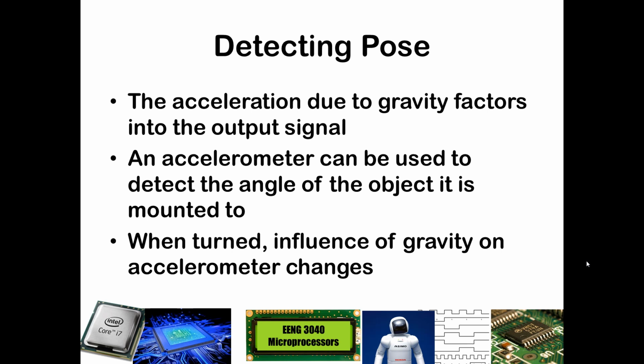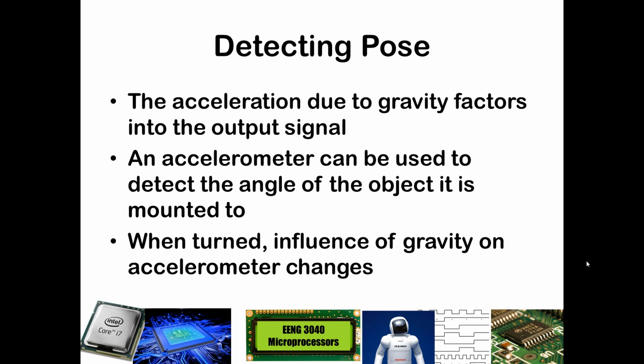So one of the things we can do with an accelerometer is we can detect pose. That is how a device is oriented. We can figure out if something's right side up or upside down. This is what is used inside of your smartphones and your tablets to determine whether you are holding your phone portrait or landscape, so it can reorient the information on the screen, pictures, and those types of things. And it's all based upon the influence of gravity on the built-in accelerometer.